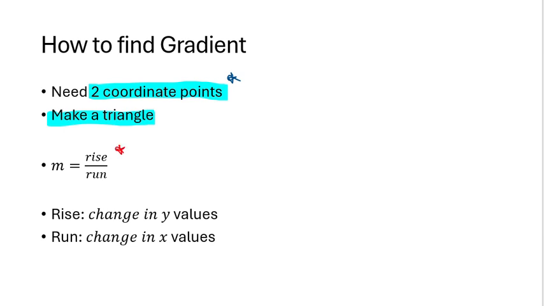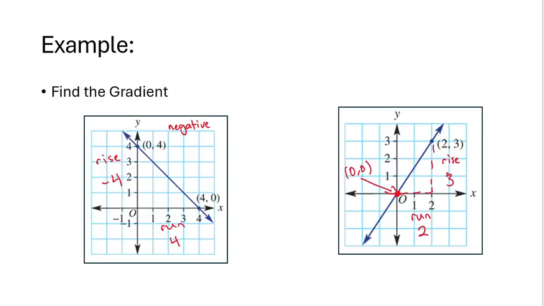This is a formula that you use. M is equal to rise over run. This is gradient. And the rise is the change in the y values. The run is the change in the x values. So let's just do it properly here. So let's just erase all this. Start fresh.